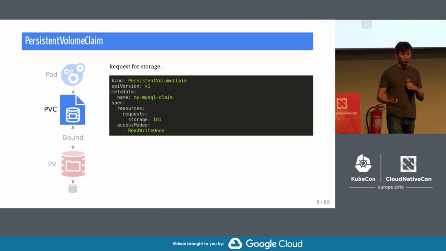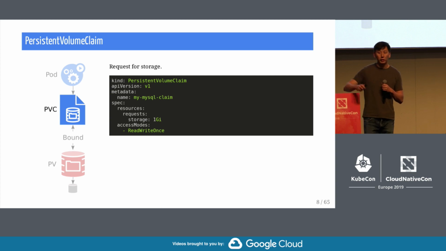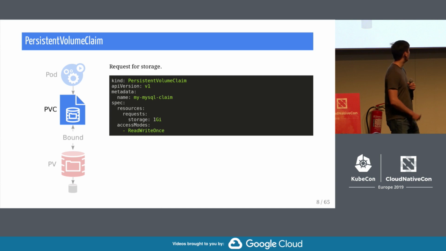So what does this PersistentVolumeClaim that we're referencing look like? Here's the name that we're referencing. And as I told you before, it's actually very simple, right? It only contains the most basic information that we need for our storage.